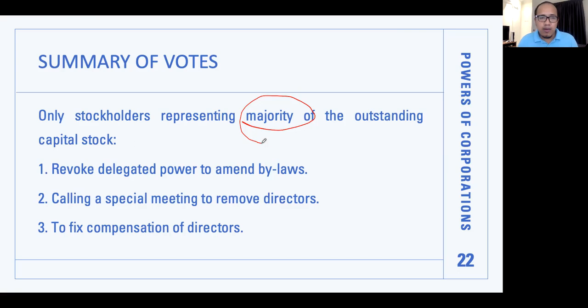Second, to call a special meeting to remove the directors. Ito yung pagpapatawag lang. Majority ang kailangan para magpatawag ka ng meeting for the purpose of removing an erring director. Pero, again, to reiterate, 2/3 vote ang kailangan para actual na matanggal siya.